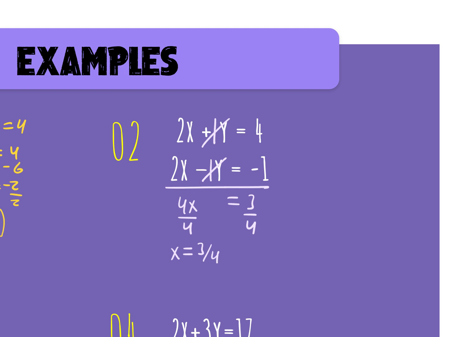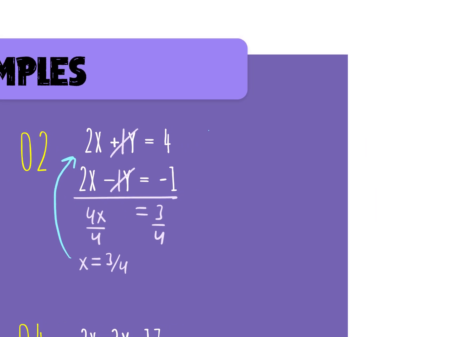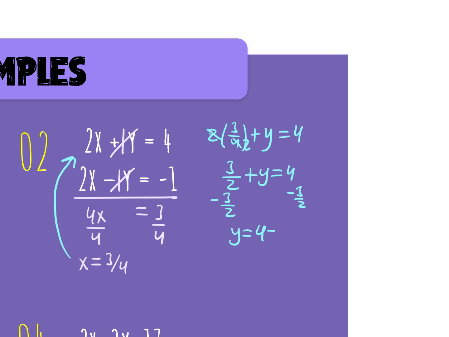Once again, you can plug this into one of your two equations. I can plug it into the first one, and that's going to get us 2 times 3/4 plus y equals 4. 2/4 is going to simplify, that 4 on the bottom is going to become a 2. So you end up with 3/2 plus y equals 4. Then I can subtract 3/2 on both sides, and I get y is 4 minus 3/2.